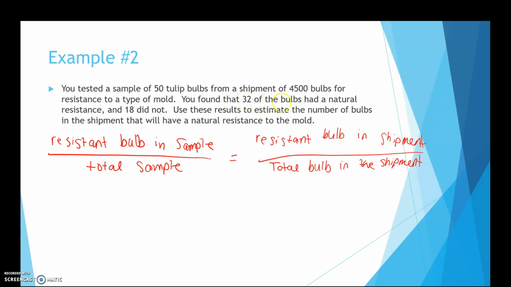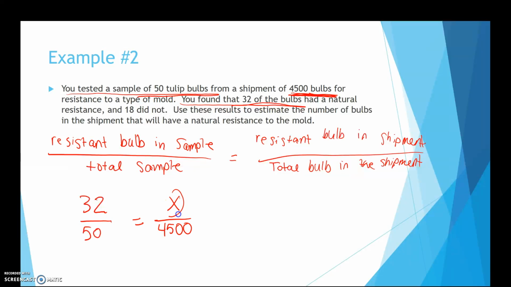They found that 32 of the bulbs had a natural resistance and 18 did not. So resistant bulbs in the sample, that would be the 32 bulbs. So that would be 32 over the total number. You tested 50 bulbs, that's our total number. So 32 over 50 equals the resistant bulbs in the shipment over the total bulbs in the shipment. Well, we don't have the resistant bulbs in the shipment. That's what we're trying to find, so I'll label that as X, over the total bulbs, which is 4,500.